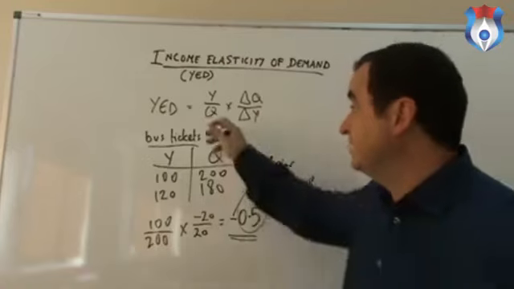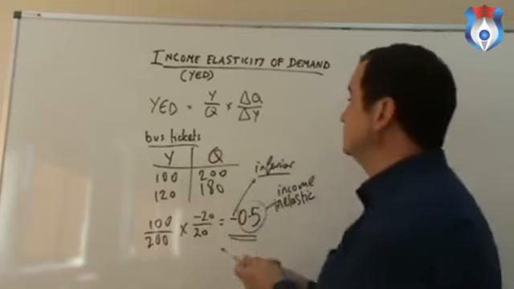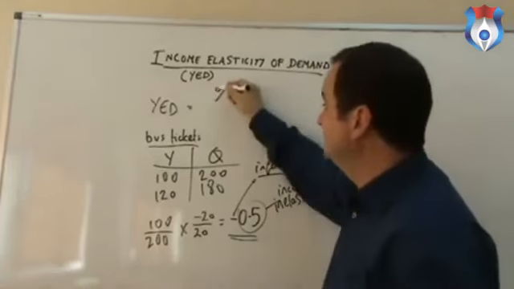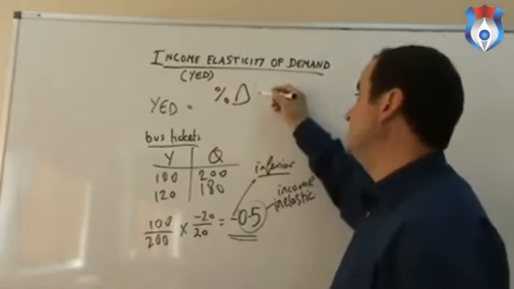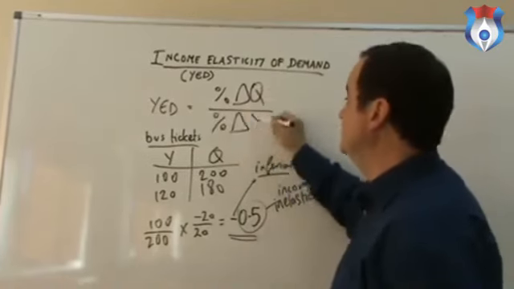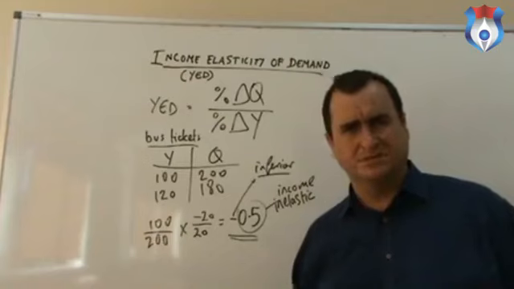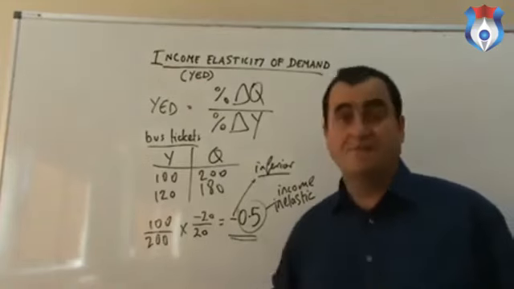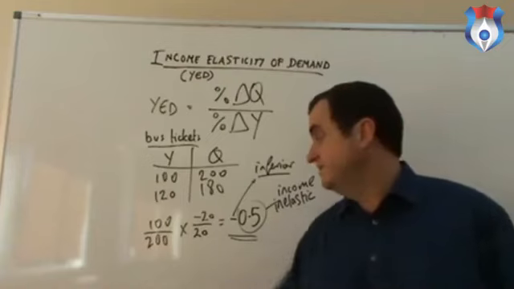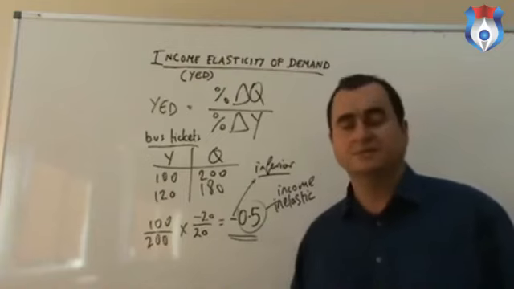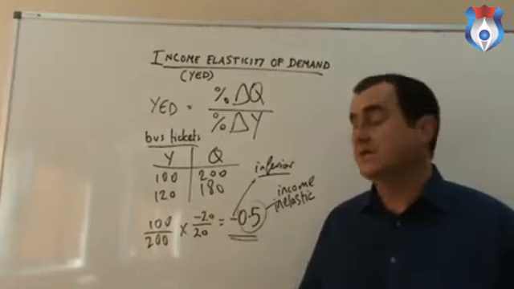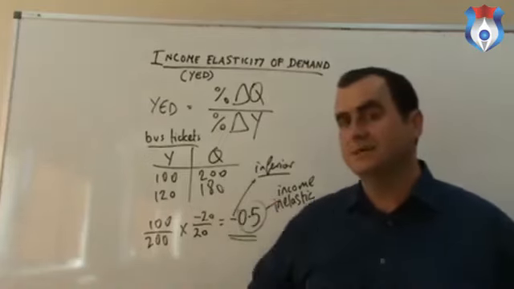Of course there is another equation. You may not be able to use this equation. You may have to use what I call the percentage equation, which is percent change in quantity divided by percent change in income. Because you might just be told something like, after a 10% rise in income, my demand for bus tickets falls by 20%, in which case you'll have to work with percentages because you don't have absolute numbers. But the interpretation is exactly the same.